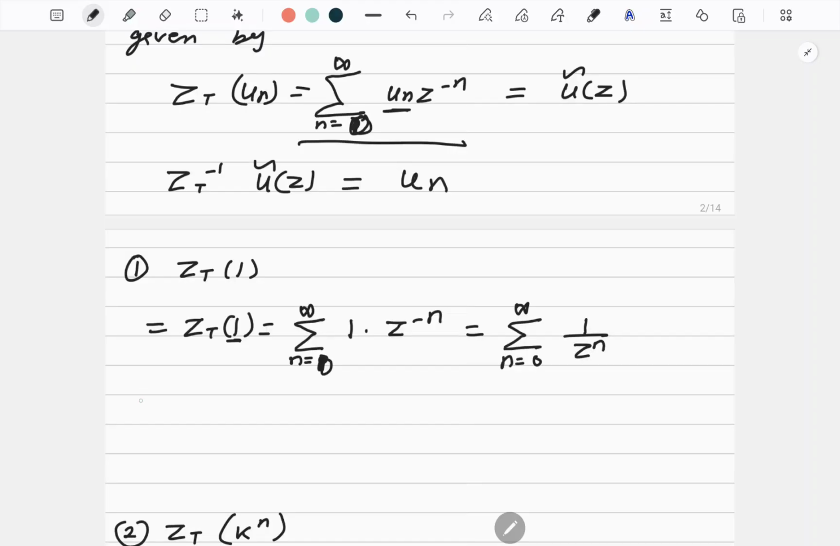Now let us open the summation. How do we open the summation? We put different values of n. First you put n equal to 0 here. Now 1 upon z to the power 0 is what? Anything to the power 0 is 1. So the first term is 1. Plus, now put n equal to 1, so 1 by z. Now put n equal to 2, so 1 upon z square, plus 1 upon z cube, like this.